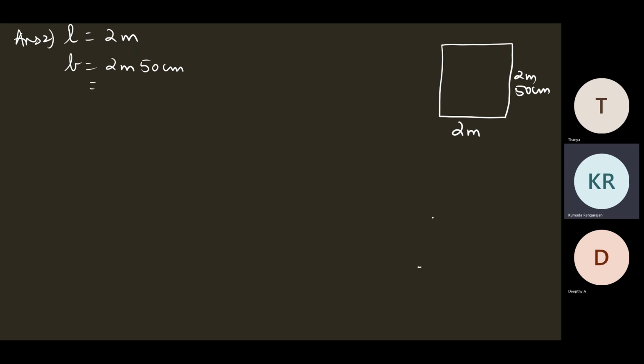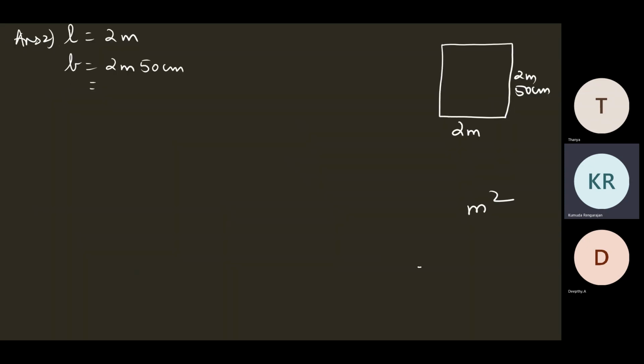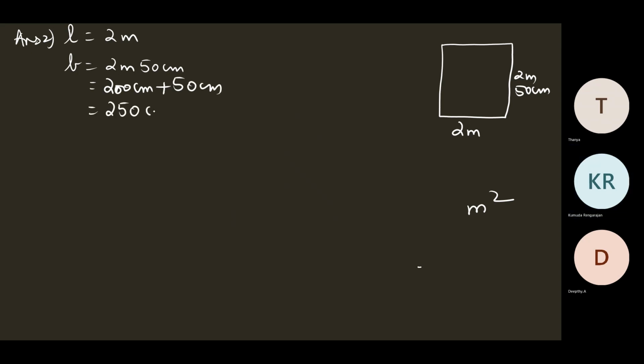But in the question, you're asked to find the area in meter square. So you'll have to convert breadth also to meters. So 2 meters is 200 centimeter plus 50 centimeter, that is 250 centimeter. Now convert this to meter. So 250 by 100, which is 2.5 meters. If you can do this in one step, yes, you can do it. But these are the steps.